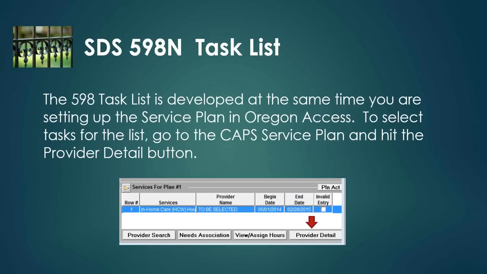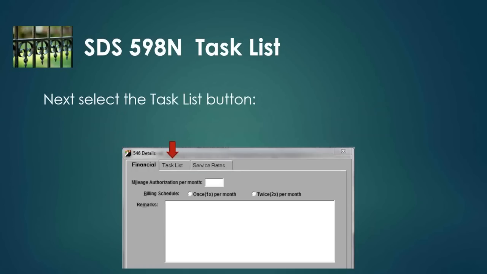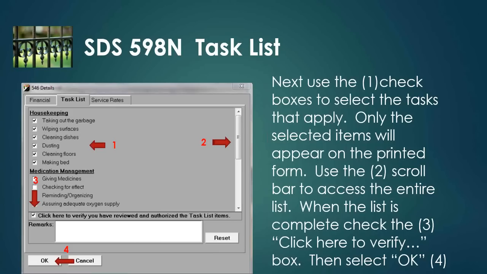Okay, let me look at the task list. This is something that is used both for agency and home care workers. On the slides, I show you how to get to the task list. If you were in the service plan for CAPS access, you would look under Provider Detail, then go to 546 Details button, and then the task list. And then there in number 1, shown by the arrow, we would select the tasks that we want the home care worker or agency to do.